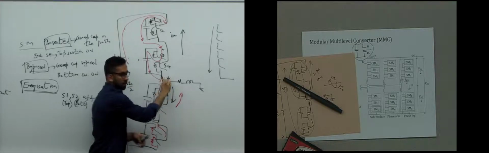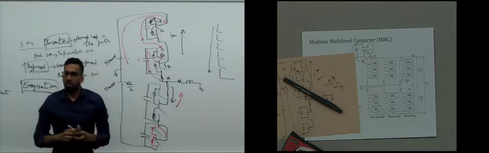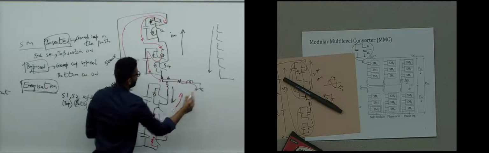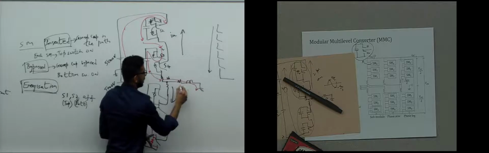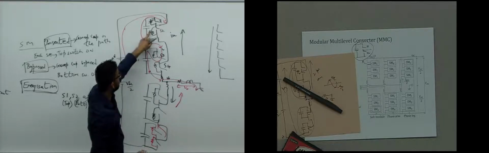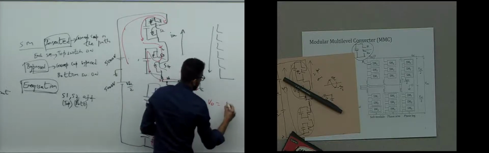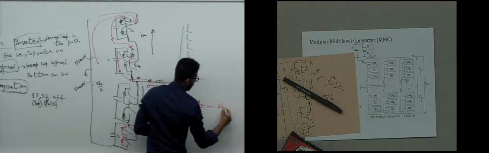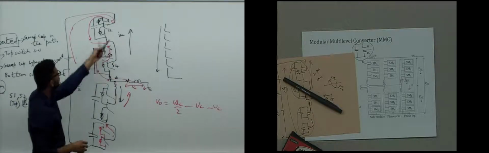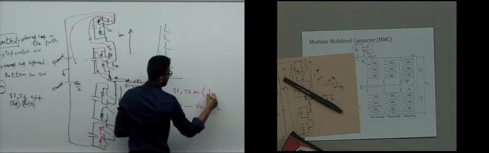So neglect the drop across the arm inductors, okay, and assume both modules are inserted. What will be the voltage here with respect to ground? So if you follow this loop, like that, VO is this voltage, okay, this is VO. So VO will be 5000 minus this module's voltage minus this module's voltage. So VO in that case will be VDC over 2 minus VC minus VC. Okay, all right. Suppose both modules are inserted, so this is S1 and S3 on, inserted, inserted.